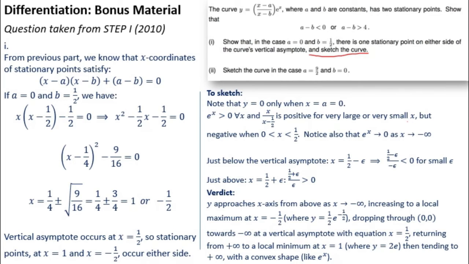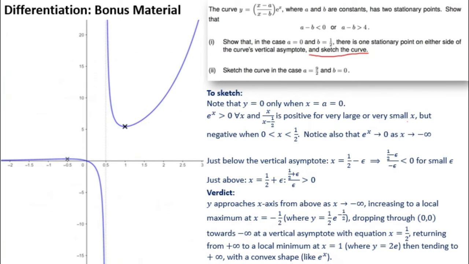Now I'm going to cheat and show you the GeoGebra graph. This is what it should look like. It doesn't matter if your graph has a different sort of scale. What matters is that you've got the overall sense of the graph. You've got the key features, you've identified the asymptotes, you've got the coordinates of the stationary points, and you know where it crosses the axes.